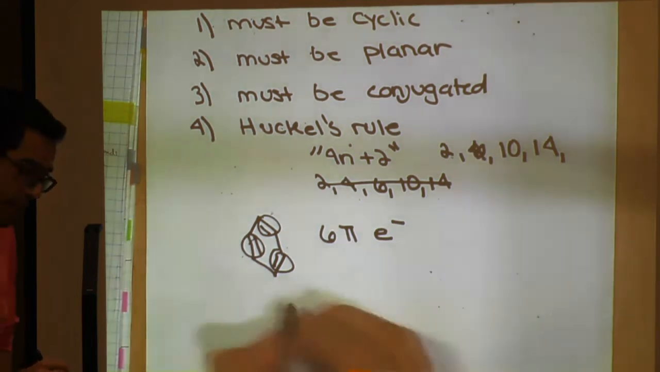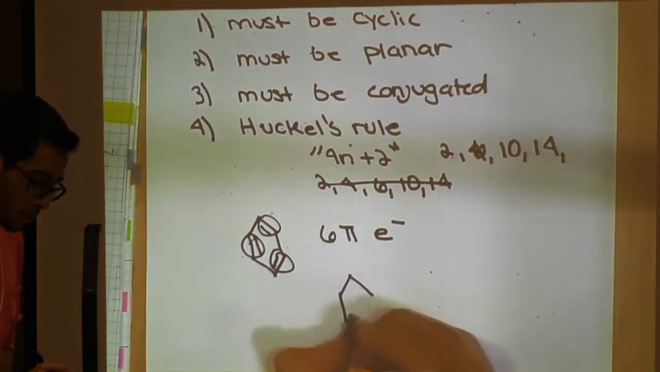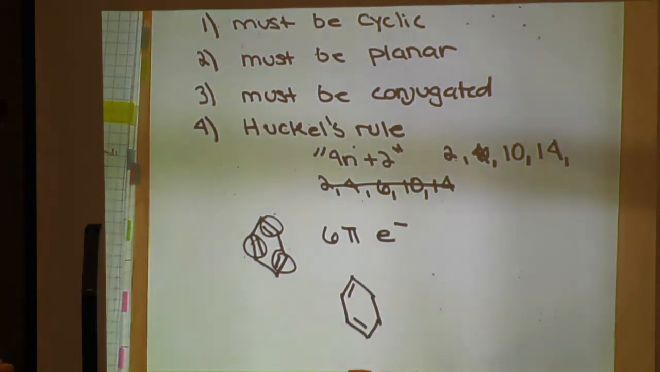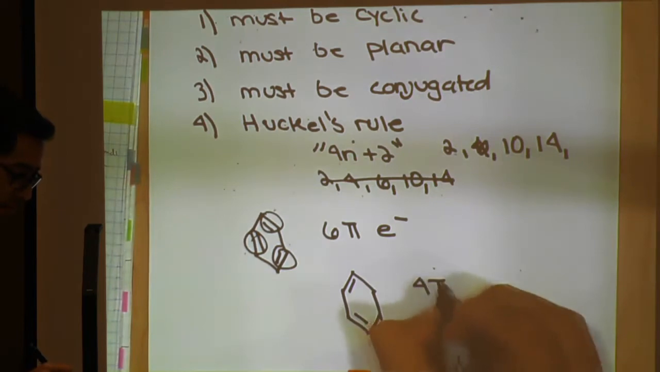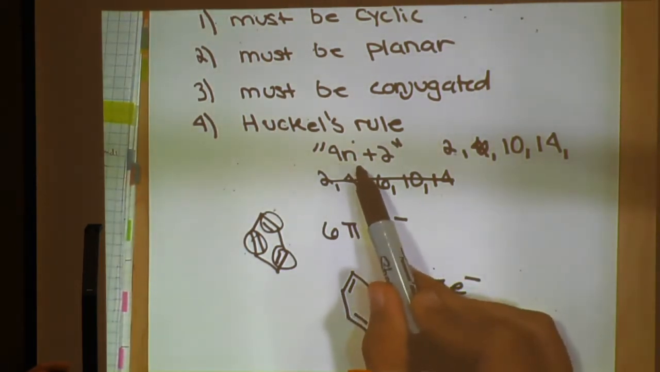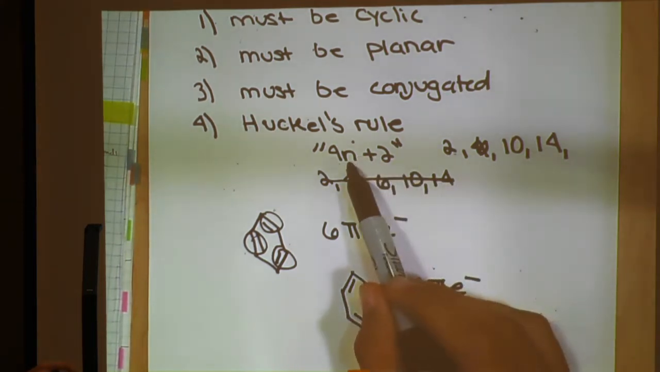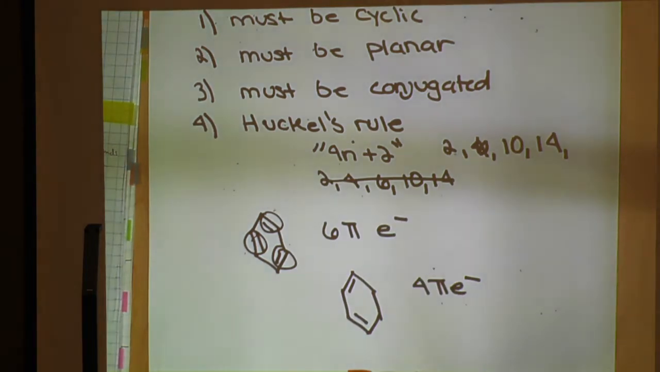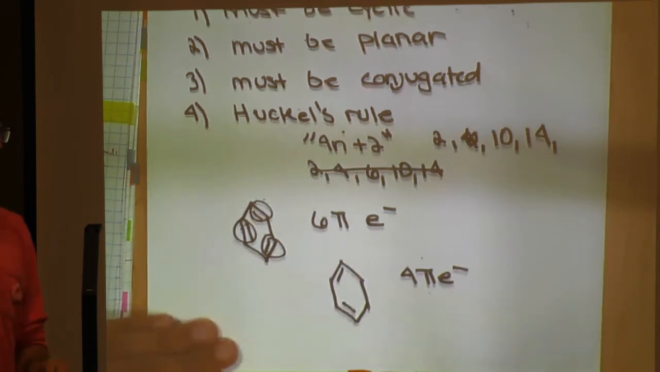Now, if I only have 4 pi electrons, for example, let's say something like that. So I have 4 pi electrons. There is no whole number that I can plug into n that will give me 4. Because if I put in 0, I get 2. If I put in 1, I get 6, which means I would need 0.5. 4 times 0.5 equals 2, plus 2 equals 4, which means it breaks Huckel's rule, right? So that's how you use Huckel's rule.